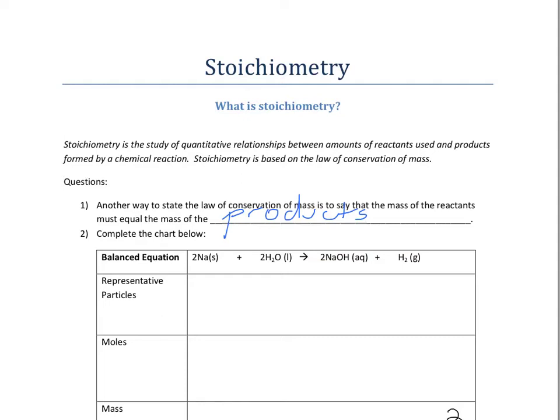All right, so what kind of particles do we have in sodium? Well, sodium is an element, so I hope that you recognize that you have atoms here. Now, the other thing we want to recognize is that this number out in front tells us that we have two sodium atoms. All right, the next substance is H2O liquid, and I hope that you recognize that that should be molecules. And so here we have two molecules.